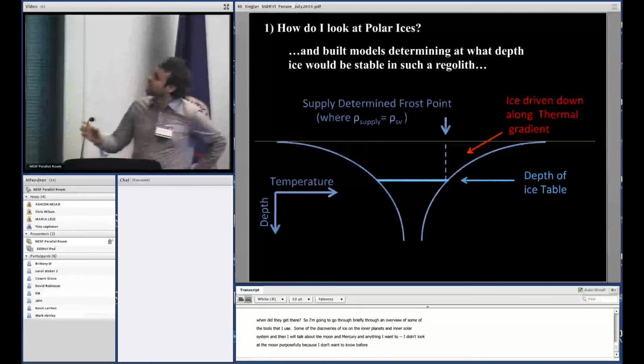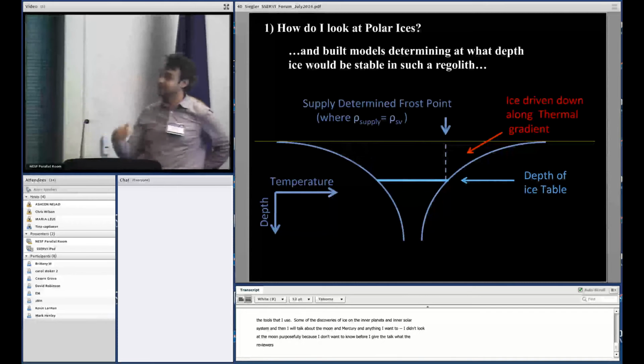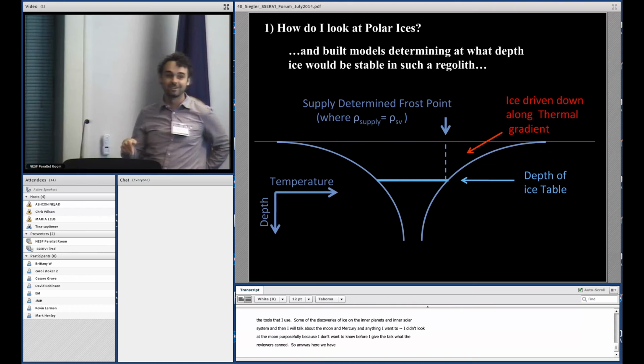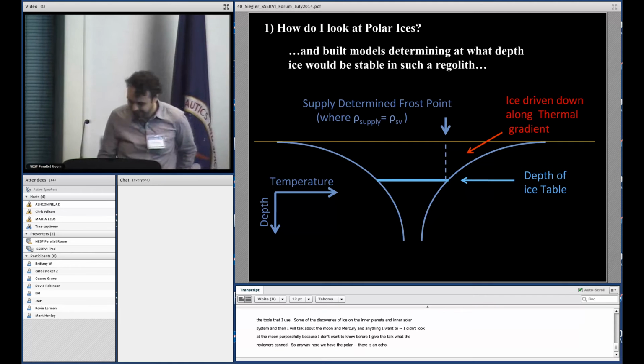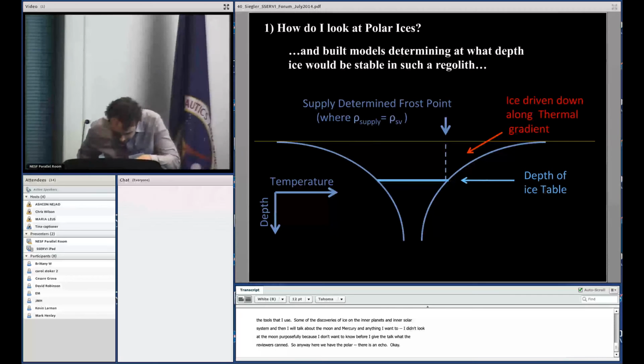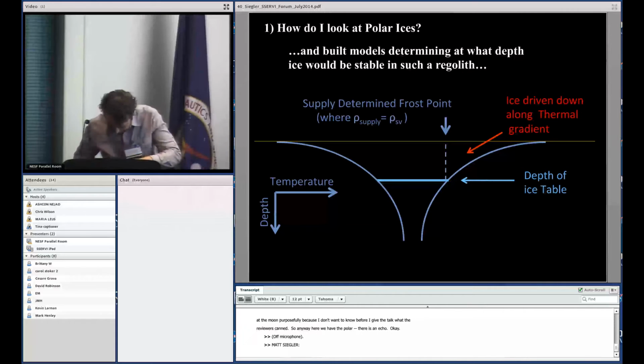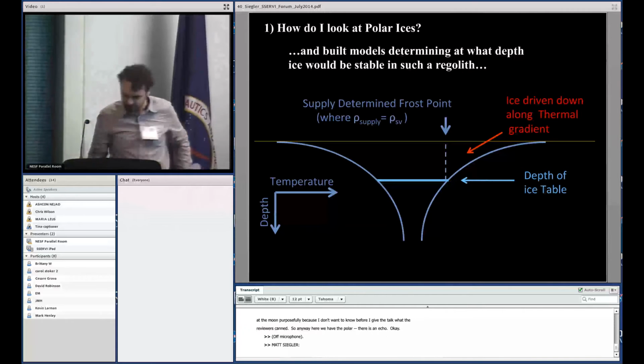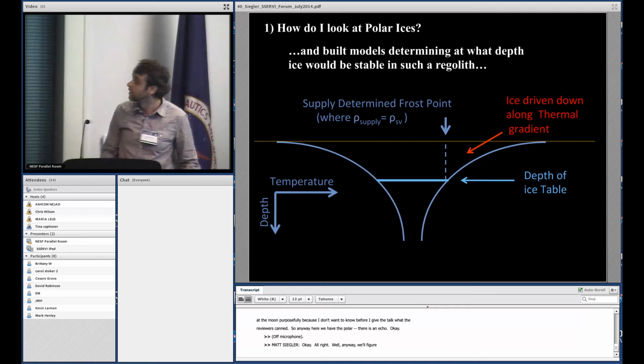So anyway, here we have the polar. There is an echo about 1 second after yourself that you hear here. Okay. Oh, it's probably the iPad talking back to you from the WebEx. Okay. Can we turn that volume off on that? All right. Well, anyway, we'll figure out maybe before the next speaker.